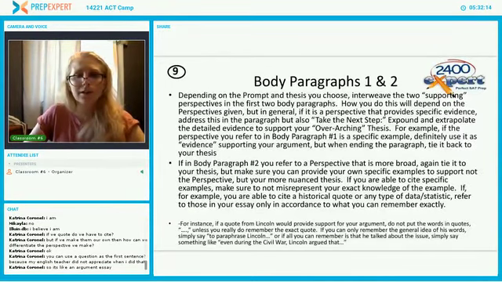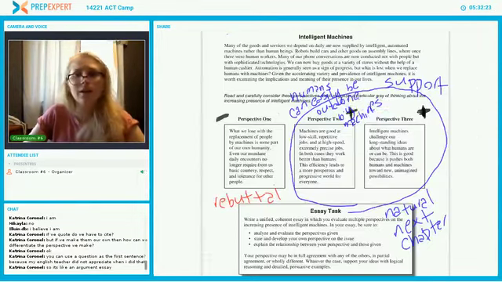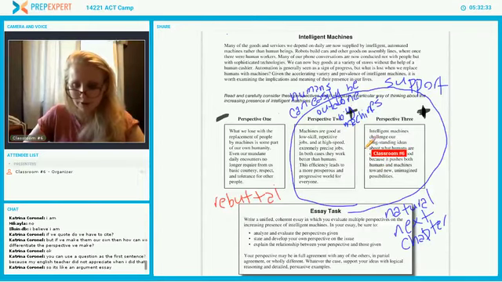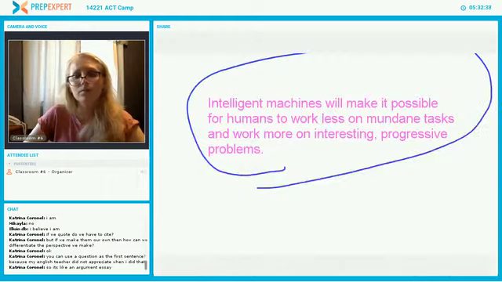And then depending on the prompt and the thesis you choose, you want to interweave the two supporting arguments in the first two body paragraphs as your supporting evidence for your thesis. Right here, I said you can make two different paragraphs based on the themes of these perspectives and add examples. But you could also interweave these perspectives in both paragraphs if you have other paragraph topics you want to talk about.